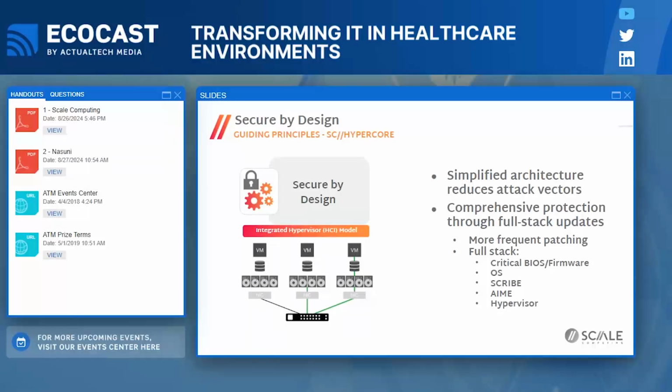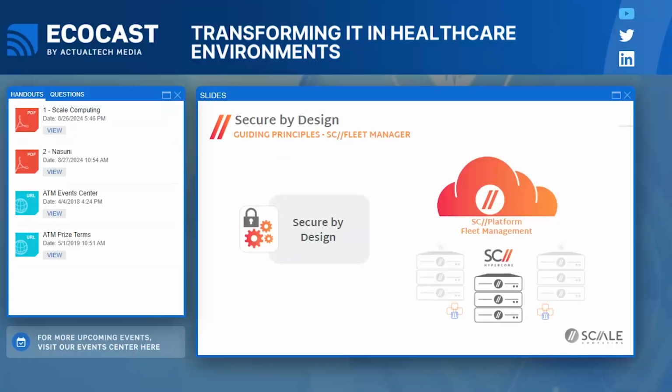Now, the bottom line is HyperCore's design enhances security by minimizing attack surfaces, simplifying patch management, and providing comprehensive protection against cyber threats, all while being easier to manage than the traditional and some other HCI models that are out there. Now, one key component we bring to the table for this is our Fleet Manager product. The architecture of the platform extends beyond just HyperCore to include Fleet Manager.